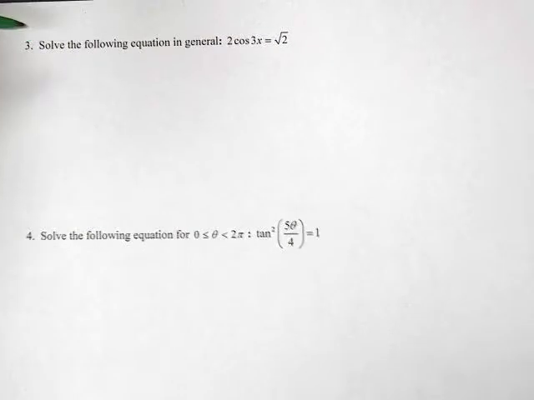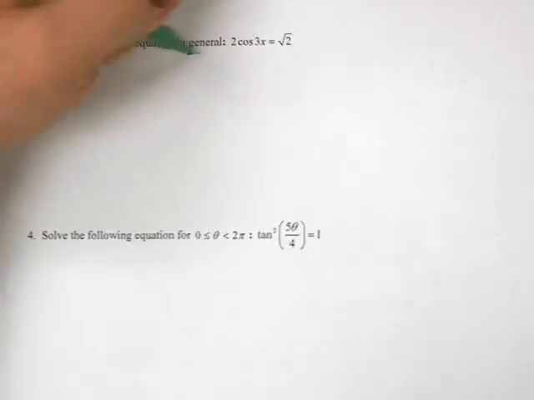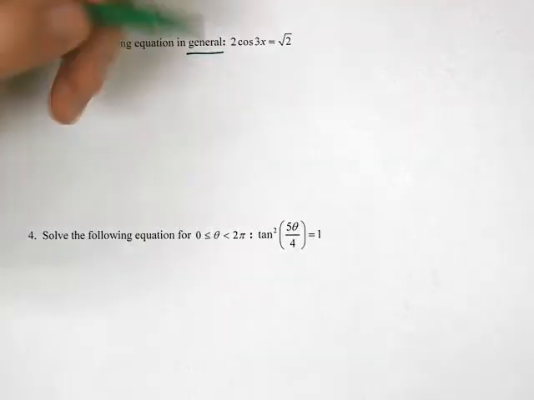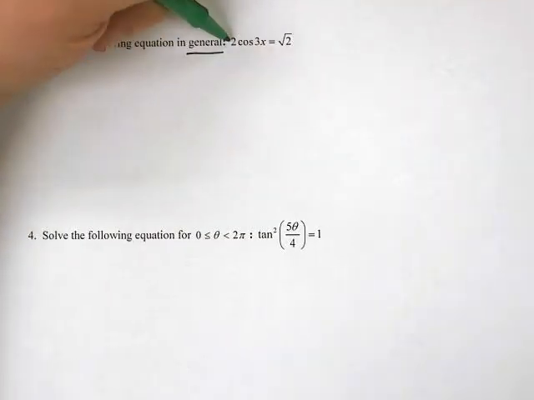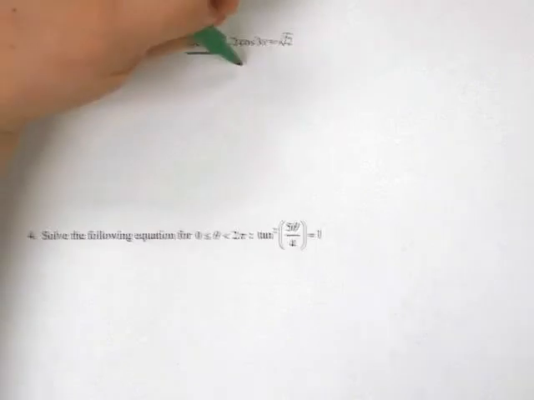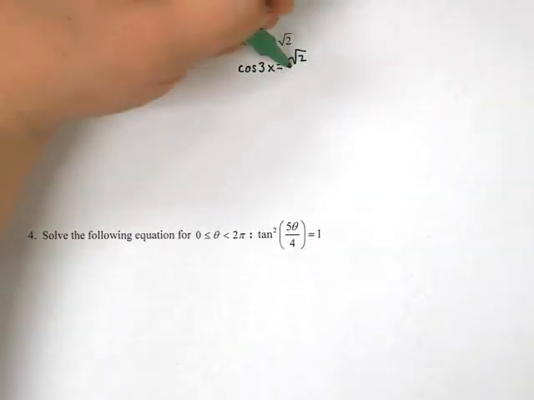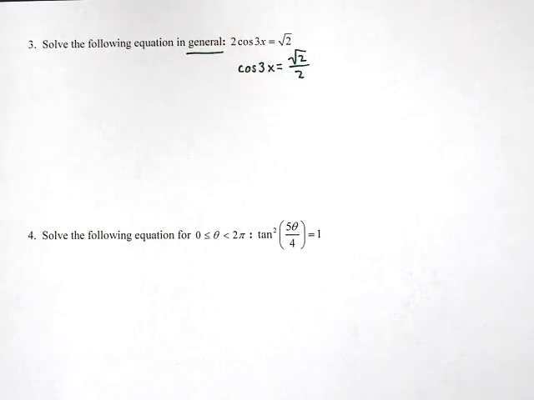First it says to solve. Ooh, it says general. That's good. So we just need general solutions, the equations. We do not need to make a list, which is always nice. First thing I'm going to do is probably get rid of this 2, and by get rid of, I mean divide by. Okay, so root 2 over 2.